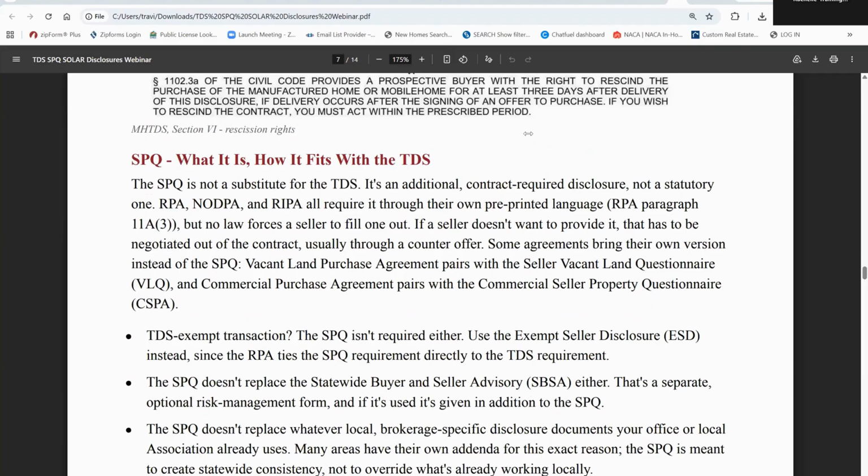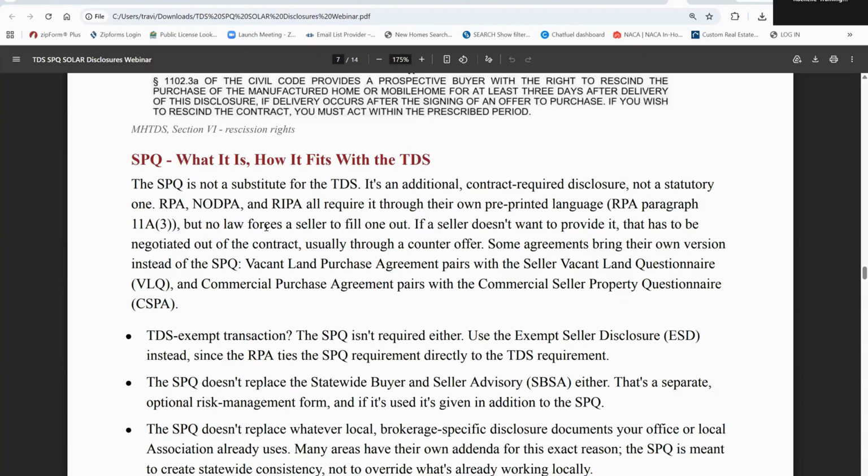So I have a couple questions. We just went through the exceptions. Okay, so SPQ, what is it? How does it fit with the TDS? We always say, hey, we need the TDS and SPQ. Why is that? Is the SPQ part of the TDS law? Actually, it's not. It's a contractual obligation. So it's not a substitute. It's in addition to the TDS. It's an additional contract-required disclosure, not a statutory one.